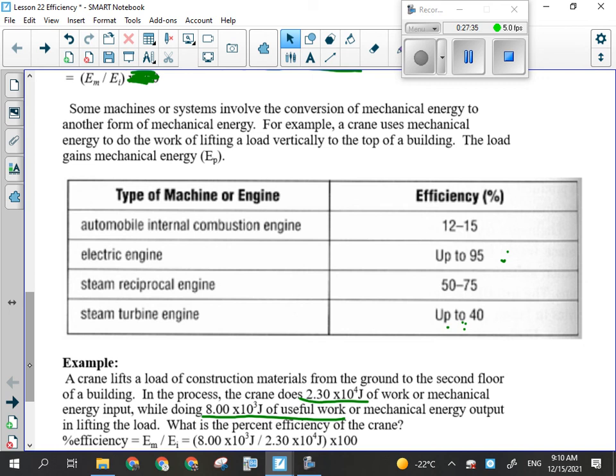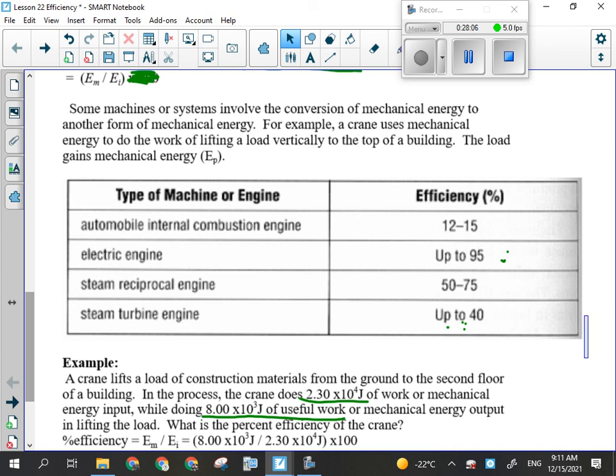A steam reciprocating engine is 50 to 75% efficient. A steam turbine engine is up to 40% efficient. These are not things that you or I would be using to power anything, but if you are on, let's say, a nuclear-powered vessel, like an aircraft carrier or a submarine, these are your source of drive power. You'd have your nuclear reactor making heat that evaporates the water and turns the turbines that power the sub forward.